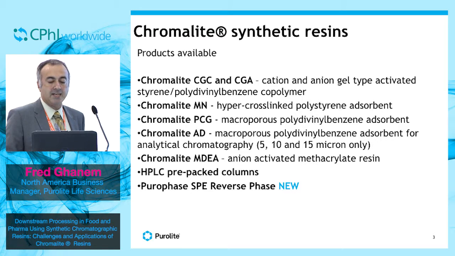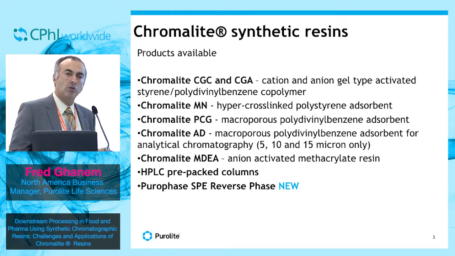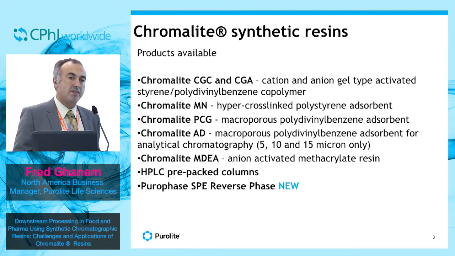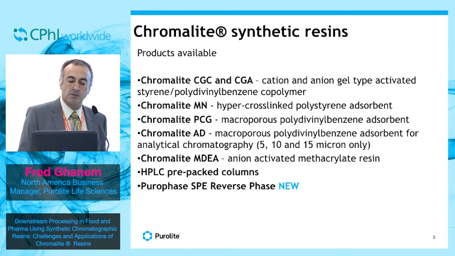We have the Chromalite AD. That's when you're starting to get very small, for analytical purposes and preparative chromatography. It's based on the PCG chemistry, but on a much smaller scale. The Chromalite MDAE is a new product, also from Purolite. This is mainly a polymethacrylate, because you want a little more hydrophilicity, since now you're dealing with a larger peptide. You don't want non-specific binding occurring on the surface of the bead. So we use a polymethacrylate with a weak anion, diethylamine, to do fine separations.